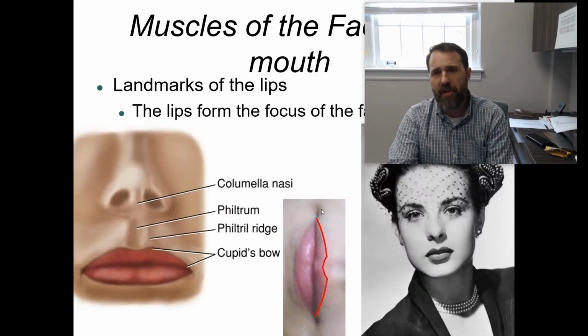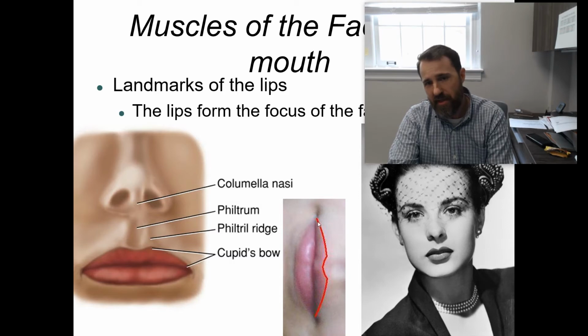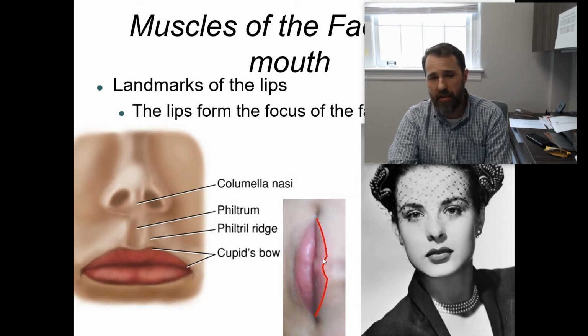So there's a couple of features of the lips that I want to point out to you guys. First of all, the shape of the upper lip right here. This is known as Cupid's bow. So you can see if we turn the lip sideways and outline it, it looks like a bow, as in a bow and arrow. It looks like the little recurved bow that you see all the images of Cupid running around with.